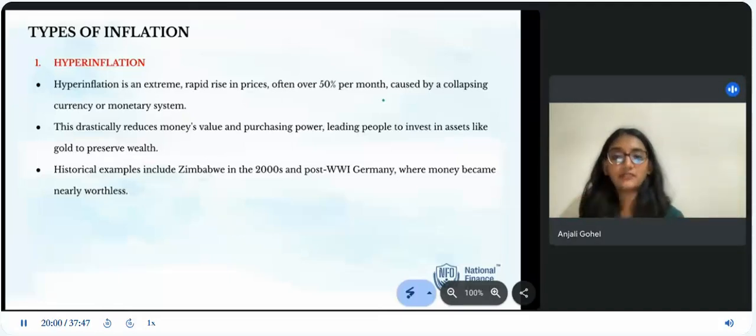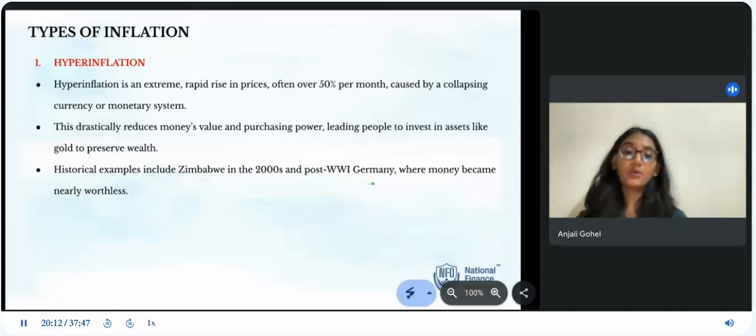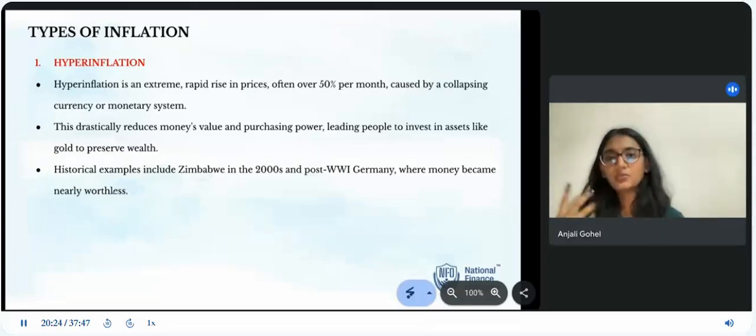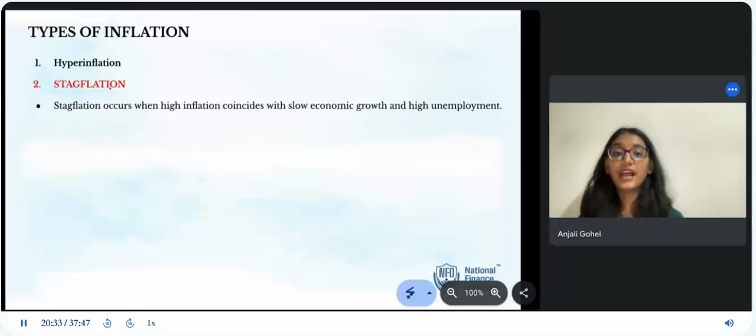And if we have to talk about some real time examples, you can read about the situation of Zimbabwe in the 2000s and post World War One in Germany, where money was literally worthless. So this is something about hyperinflation. Recent examples could also be Pakistan, wherein even the smallest of the goods were costing very high, and people couldn't afford that, right? So that is a situation of hyperinflation.